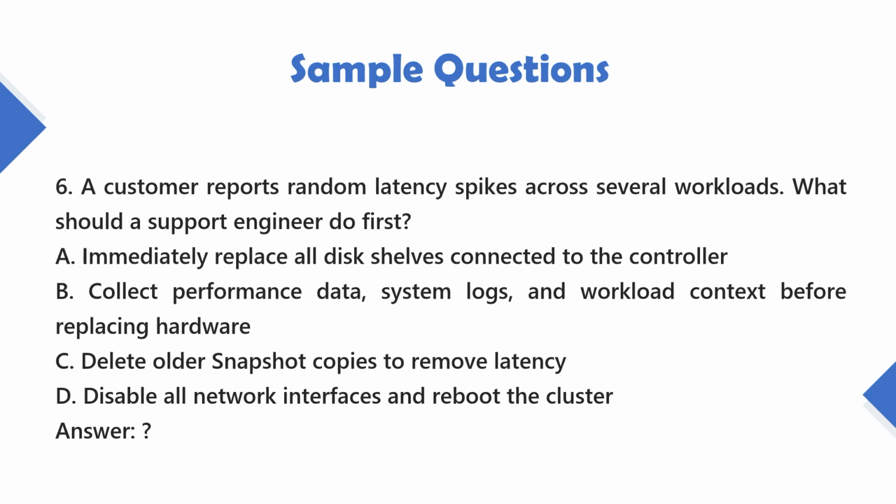6. A customer reports random latency spikes across several workloads. What should a support engineer do first? A. Immediately replace all disk shelves connected to the controller. B. Collect performance data, system logs, and workload context before replacing hardware. C. Delete older snapshot copies to remove latency. D. Disable all network interfaces and reboot the cluster.